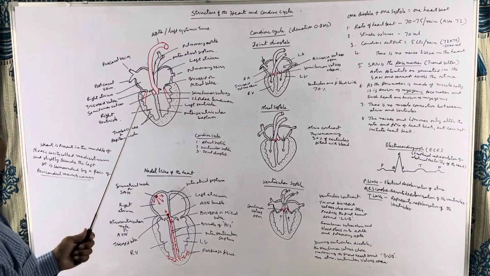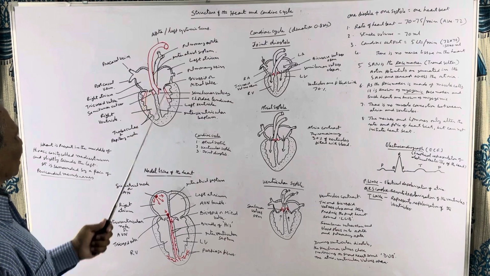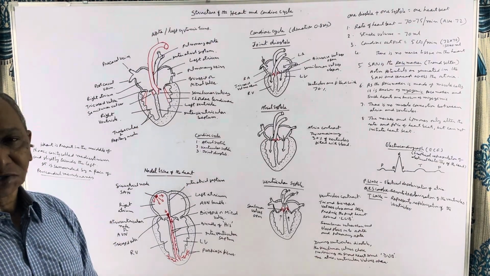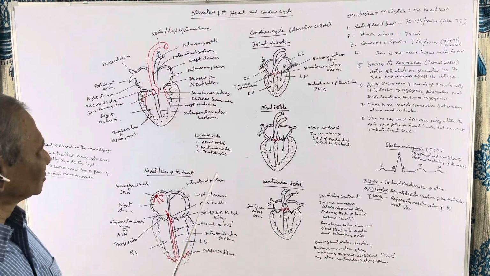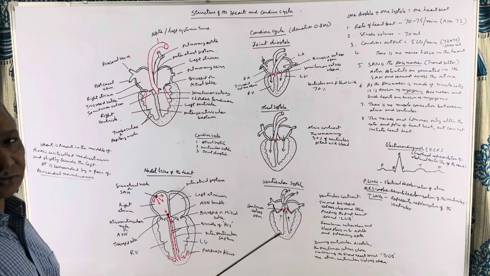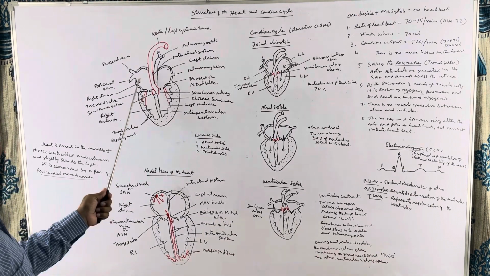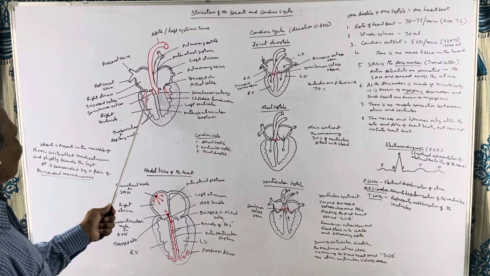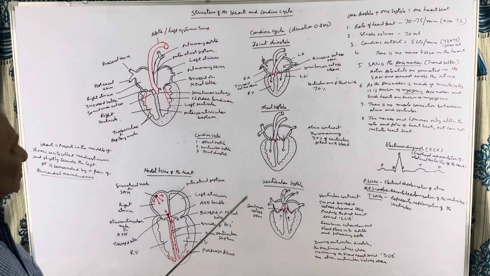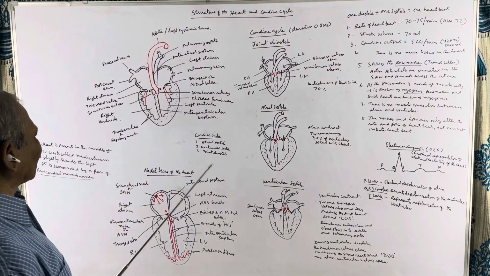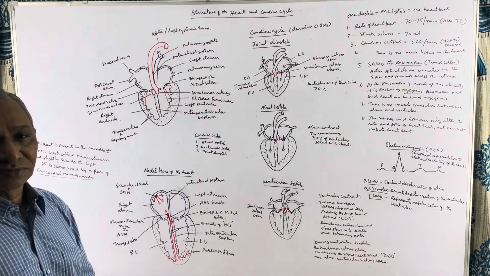Then, the upper chambers are also known as receiving chambers because they receive blood. The ventral chambers are known as distributing chambers. Again, the right side chambers, that is, the right atrium and right ventricle, contain venous blood, whereas the left atrium and left ventricle contain oxygenated blood.